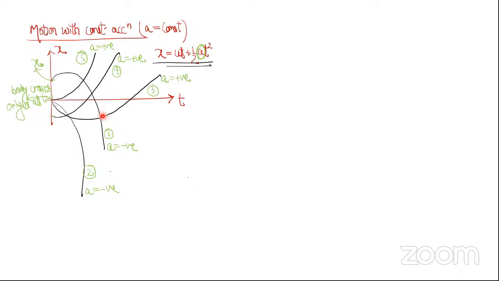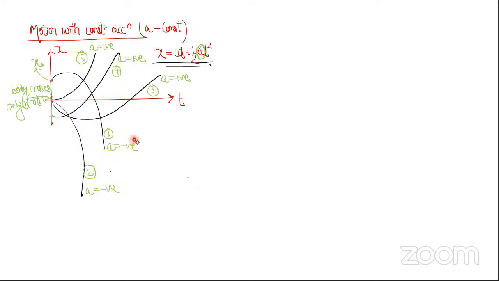So look at graph number 1 here. Initially the slope is like this, means positive. After some time the slope becomes like this, that means 0. After that the slope becomes like this, that means negative. So what does this mean? Initially the body was having positive velocity, then its velocity became 0, then its velocity became negative. That means initially the body was traveling towards right, then it stops, then turns left and travels towards left. Graph number 1, did you understand? Could you understand how the body is traveling in graph number 1?